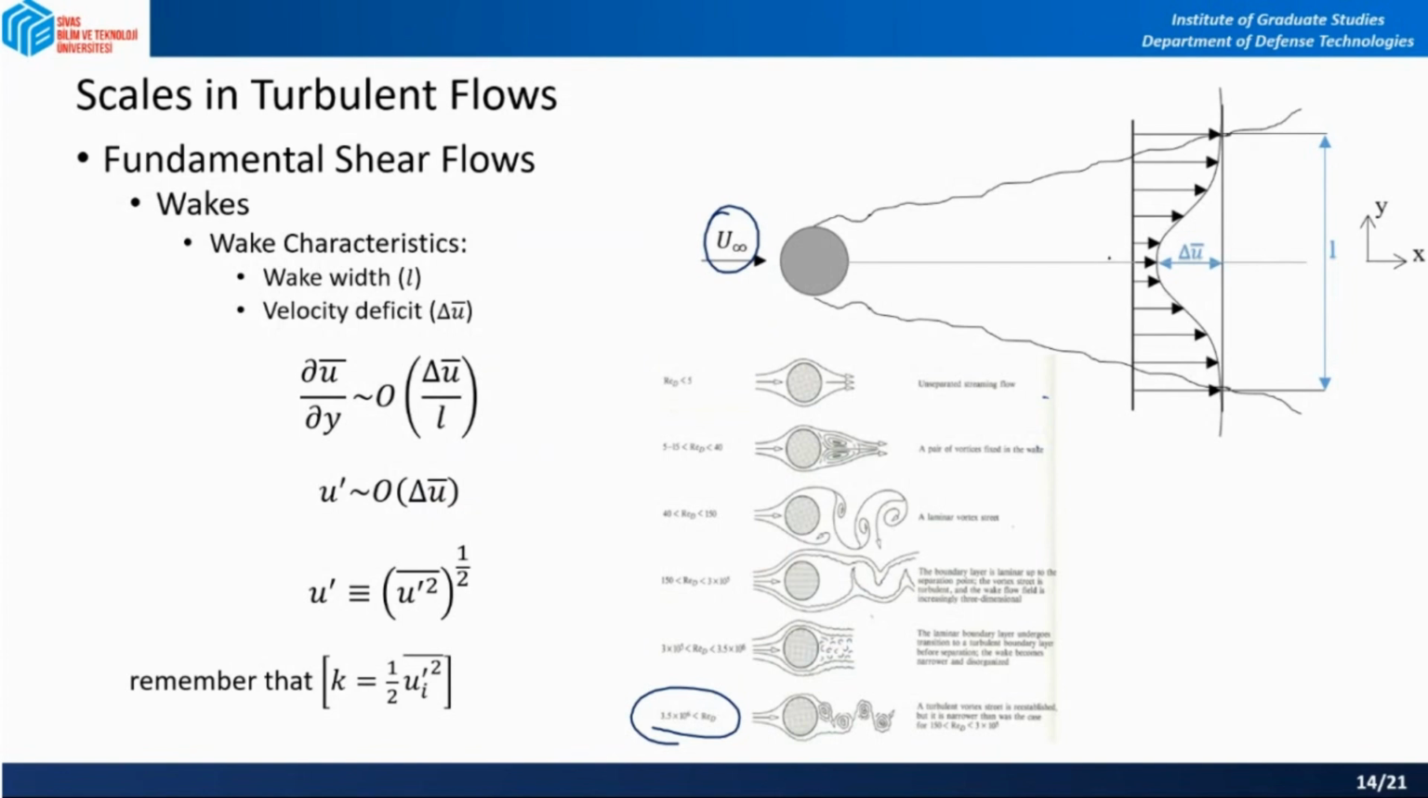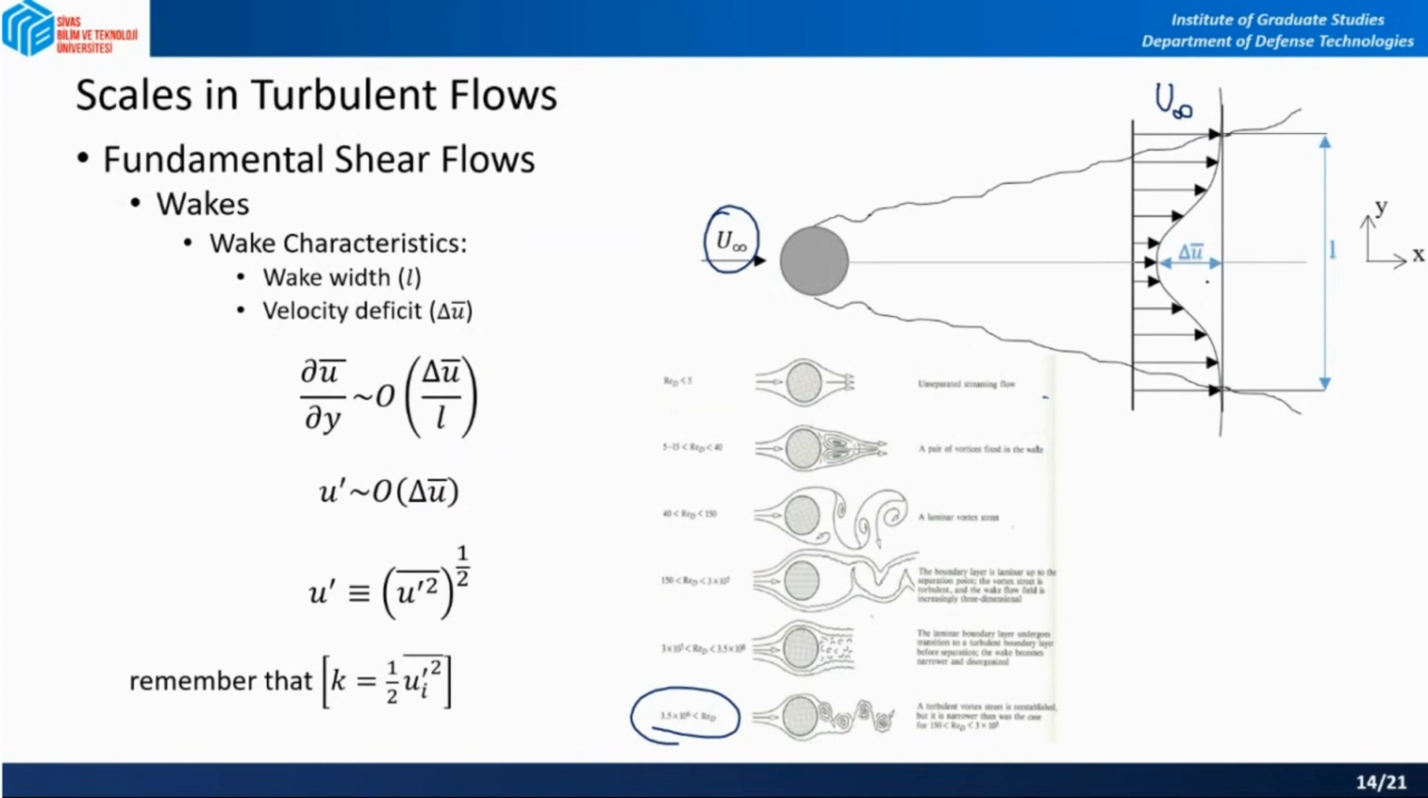And if you somehow measure the velocity distribution behind the cylinder, you will see the wake like this. So outside the wake, the velocity is close to the free stream velocity, something like u infinity. And within the wake, it reaches a minimum more or less in the center of the wake, and then it increases again.